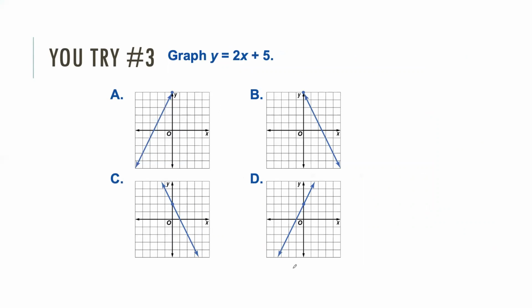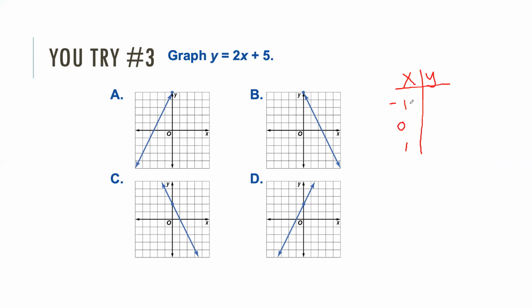All right, so for your U-try number 3, go ahead and graph y equals 2x plus 5. I will give you a moment to go ahead and try that on your own. Okay, so let's go ahead and get started. The first thing I would do is draw a table of values. And so I would probably go with, we can do -1, 0, and 1. That should give me a good idea of everything.